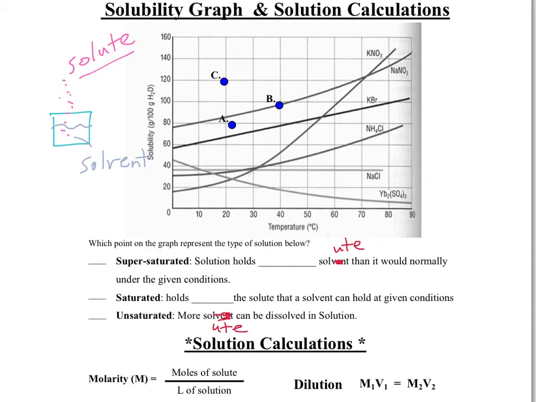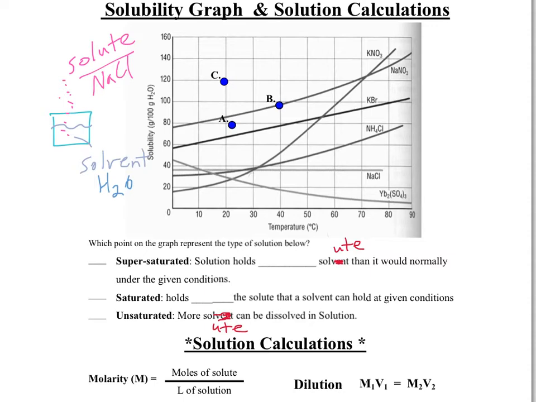So let's go through the three types of solutions. Let's start with the unsaturated solution. And for each one of these examples, let's imagine that my solute is NaCl and my solvent is H2O. You've probably mixed salt and water before. So for an unsaturated solution, I've added a little bit of sodium chloride or salt to water, but I can add more. More solute can be dissolved in the solution.